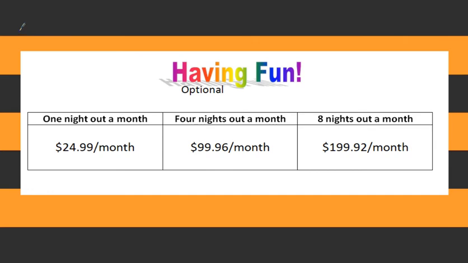Having fun. And you don't have to do any of these things. You can just kind of hang out at your house. So do you want to go out and have fun once a month, 4 nights a month, or 8 nights a month? The having fun is at the very bottom with optional beside it. So if you don't want to do any of those things and you just want to hang out at your house and watch movies, you're just going to put 0 in that category.